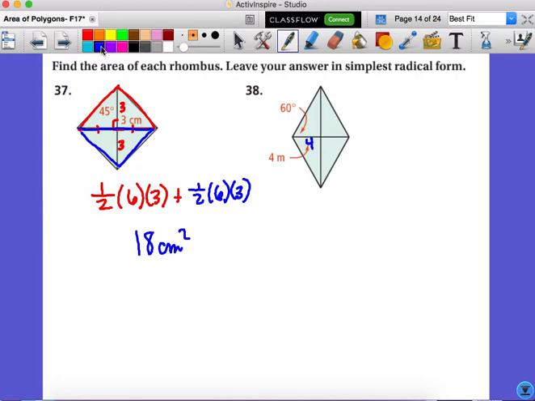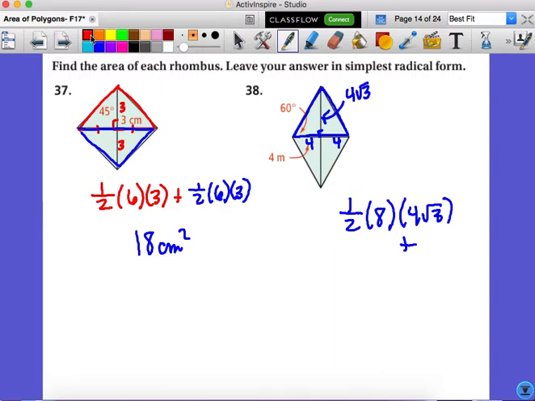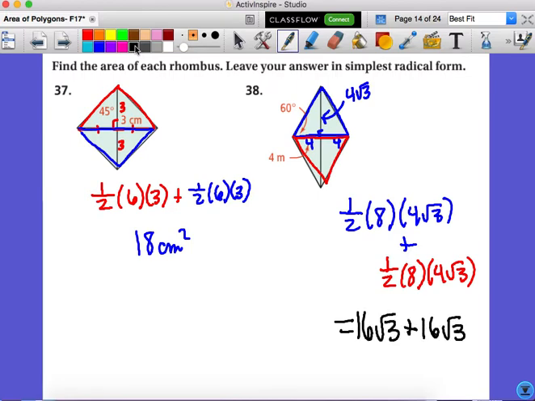Over here, we've got 4 and 4. Since this is a 30, 60, 90, this particular piece will be 4 square roots of 3 as the longer leg. So if I'm looking at the area of the triangle on the top, 1/2 the entire base times the height, plus on the bottom, same thing here, 1/2 the base times the height. And if I'm leaving this in simplest radical form, what I end up with is I've got half of 8 is 4. 4 times 4 is 16. So I've got 16 square roots of 3 plus another 16 square roots of 3. Those can be combined to 32 square roots of 3 meters squared.